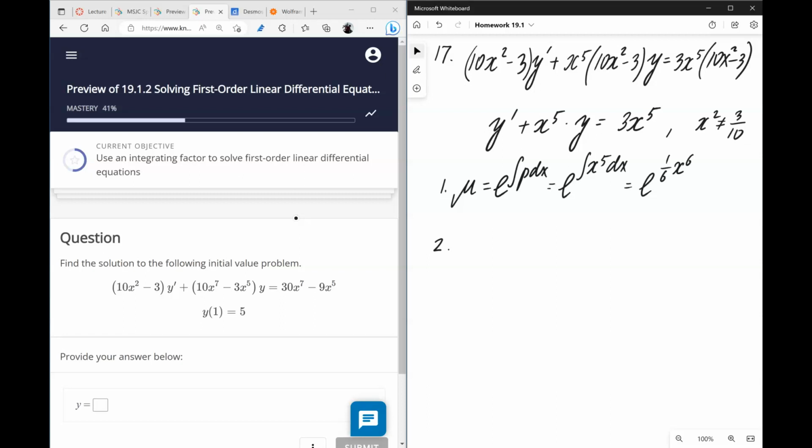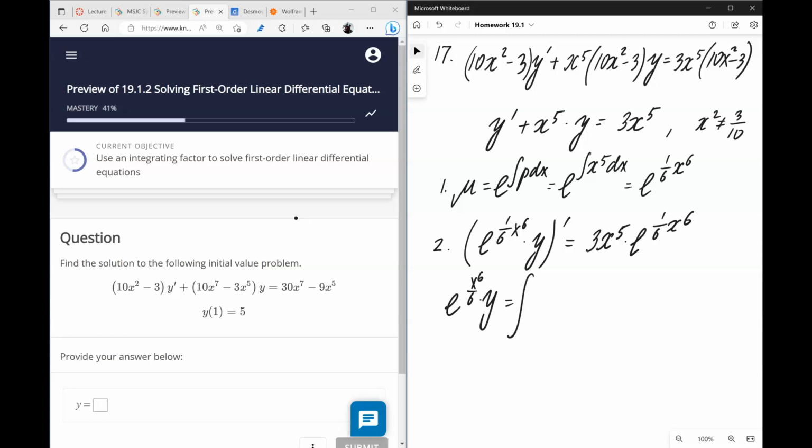Now we multiply both sides by the integrating factor, and on the left side we get the integrating factor times y, all that is a derivative, and on the right side we have the original right side multiplied by this. Now to find this, we integrate the right hand side, and a simple substitution, t equals x to the 6 over 6, will do the trick.